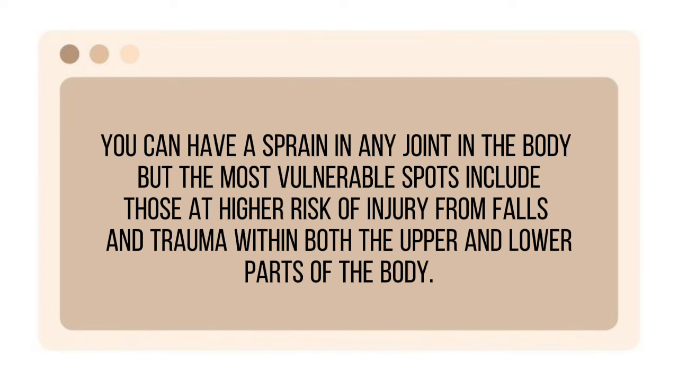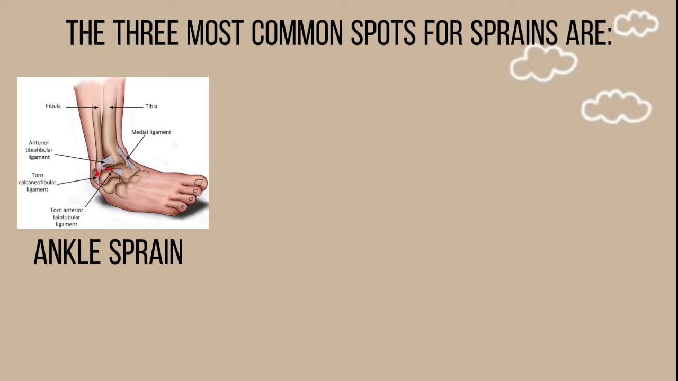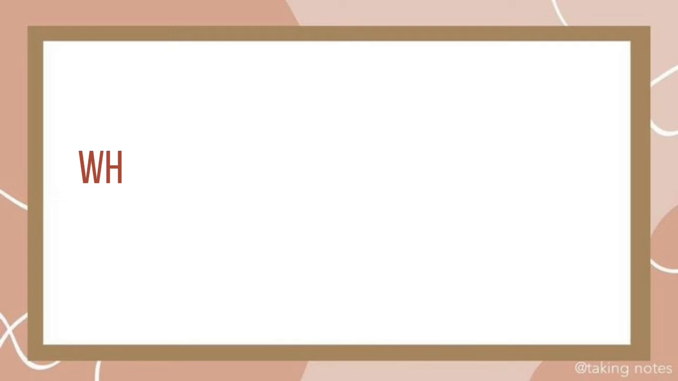You can have a sprain in any joint in the body, but the most vulnerable spots include those at higher risk of injury from falls and trauma within both the upper and lower parts of the body. The three most common spots for sprains are the ankle, knee, and the wrist.